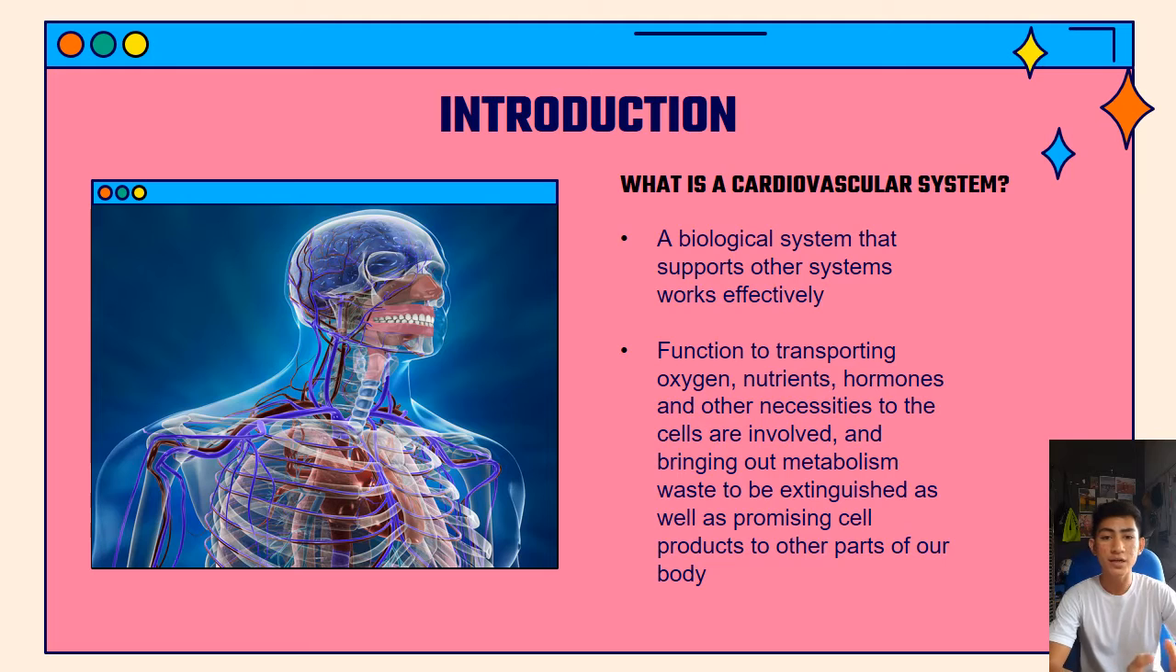Okay, so what is cardiovascular system? Cardiovascular system is a biological system that supports other systems work effectively. So it means the function of cardiovascular system is to transport oxygen, nutrients, hormones, and other necessities to the cells involved, and bring out the metabolic waste to be extinguished, as well as promoting cell products to the other part of our body. We use this cardiovascular system when we are walking, jogging or running. It means when we are doing physical activities, just like I said just now.